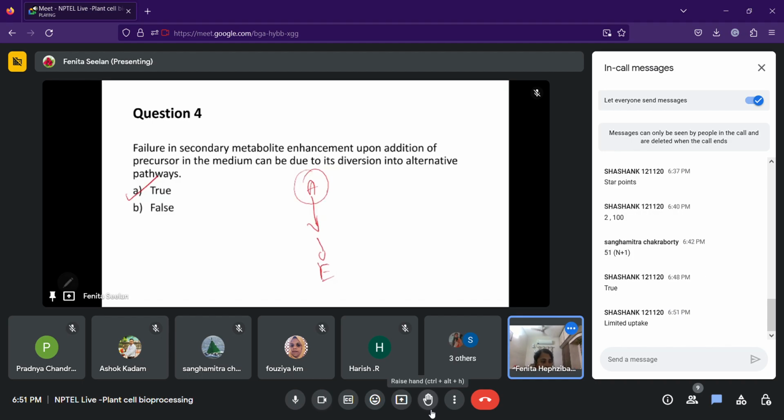Limited uptake. Okay, if you limit the uptake, one way it is right, Shashank. If you limit its uptake, of course, it will concentrate more on the mostly necessary way and then it will produce it. Okay, we can take that. If we limit the uptake, it means you are going to provide less in the media, right? If you do so, unnecessary diversion can be avoided. That is there. Okay. What else?